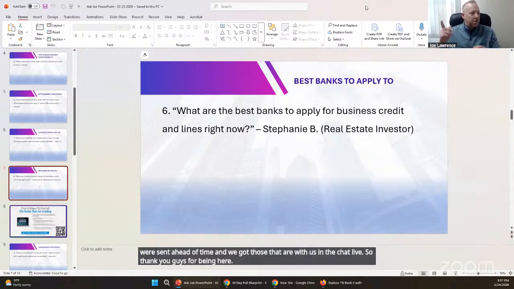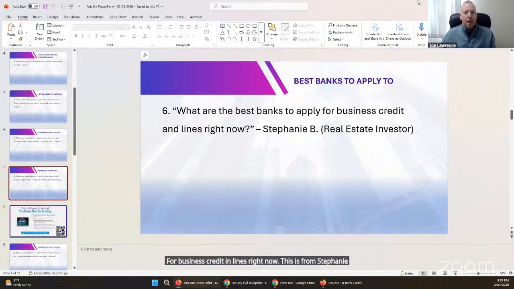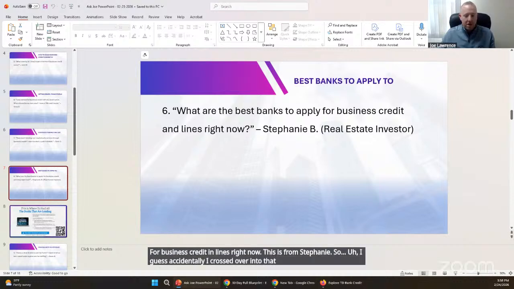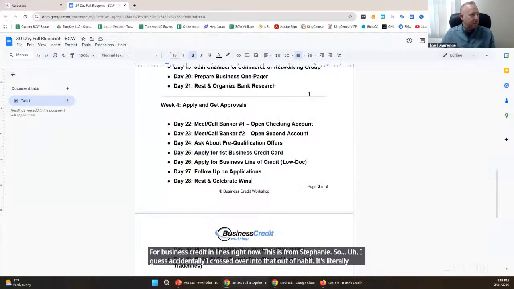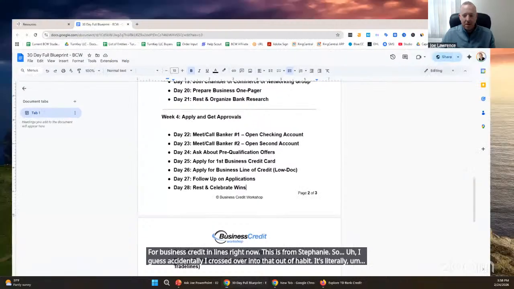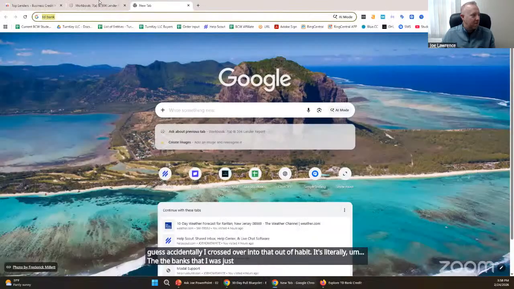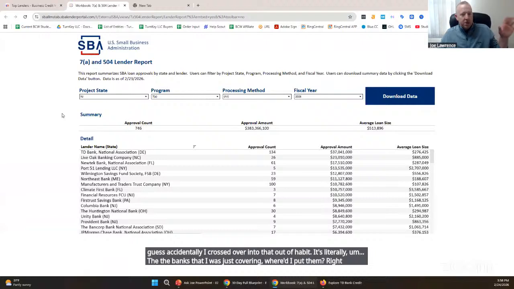All right, number six, best banks to apply to. What are the best banks to apply for business credit lines right now? This is from Stephanie. I guess I accidentally crossed over into that out of habit. It's literally the banks that I was just covering. Where did I put them? Right here. So these are the best banks.